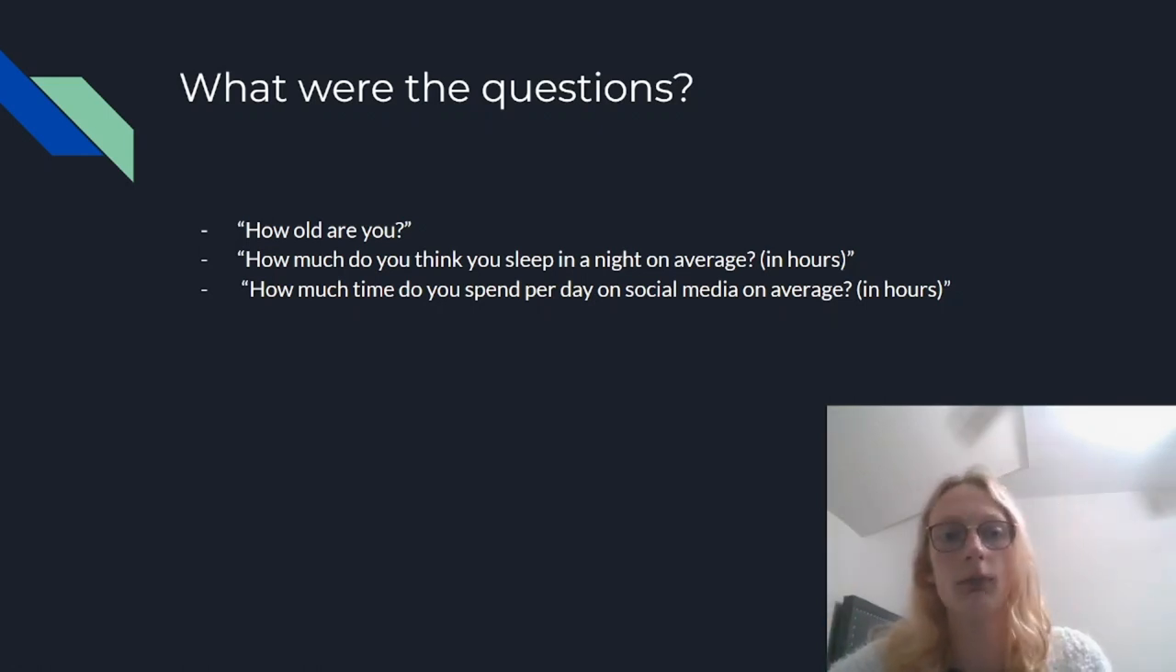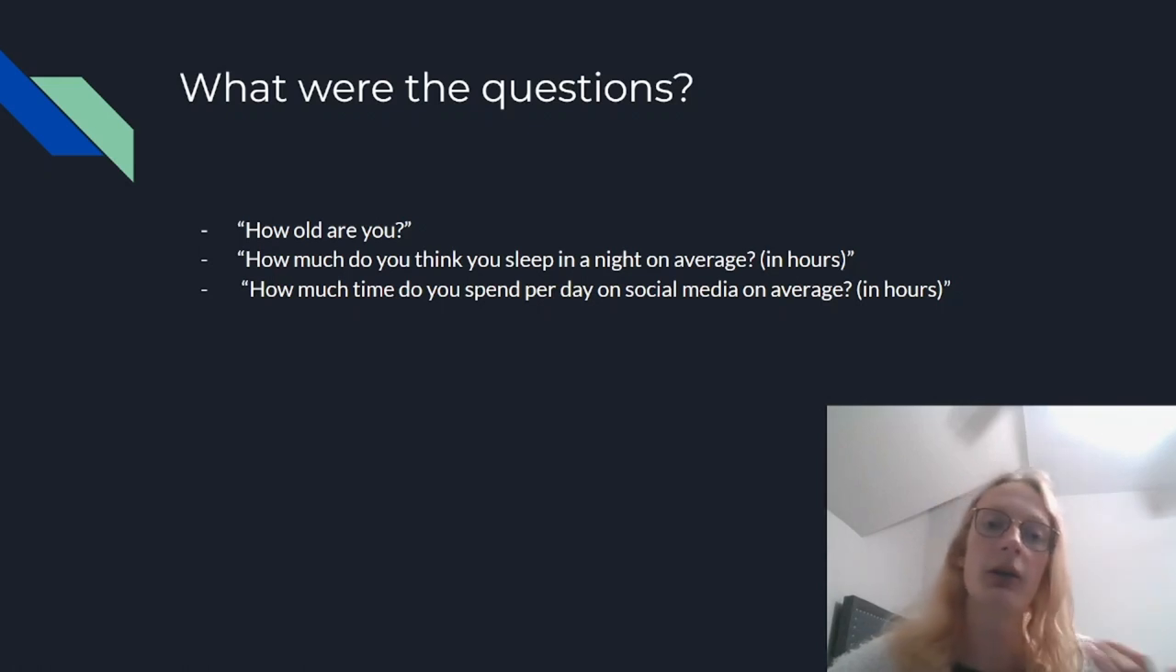And then anyone who slept 13 hours or more in a night would be considered one range. Next I asked, how much time do you think you spend per day on social media? And this of course was in hours again, and I had submitters go from 0 to 9 hours or more in a day, with no ranges for this question specifically.